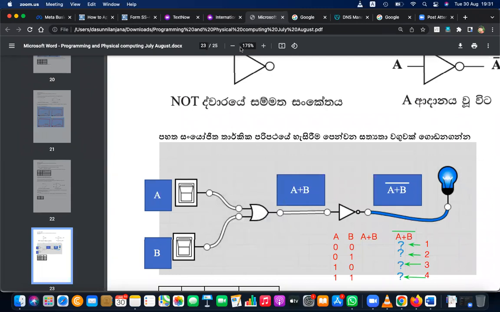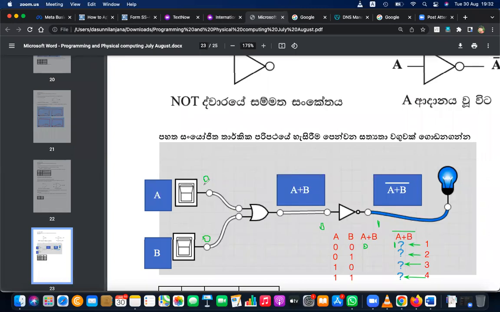So the easiest thing is you have to write, maybe use a pencil, write down like this. If A, B, both are zero, what is the answer? The O gate will output zero. But the not will invert that back to one, right? Because not is invert.